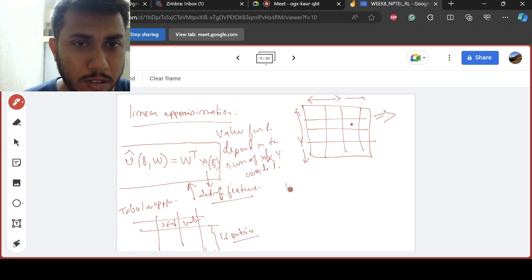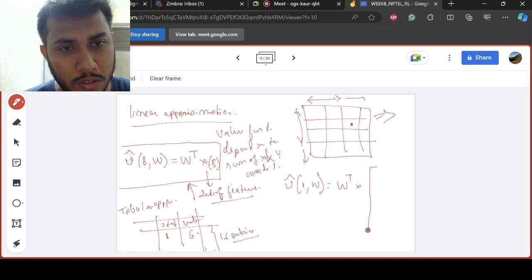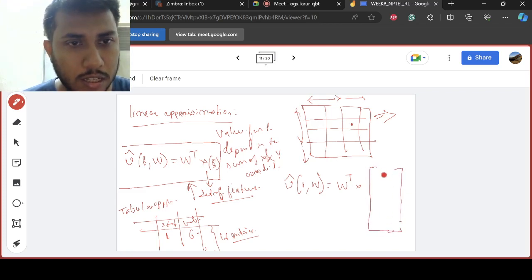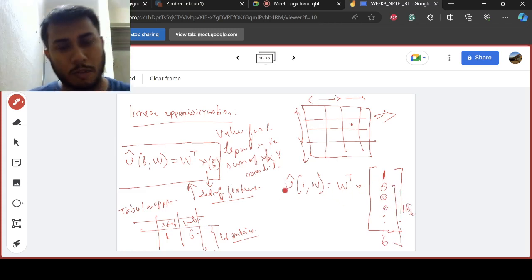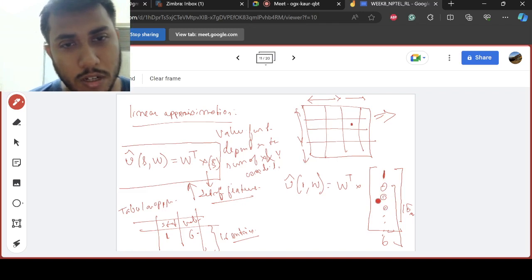Suppose you want to have the value of state 1 as w transpose xs. You will have your weight matrix W. Suppose state 1 has a value function of 6, and what will xs be in that case? An identity matrix, such that it will be 1 followed by 15 zeros. So for state 1 it will be this, for state 2 it will be this one with only 1, for state 3 this one will be 1, and so on, right?